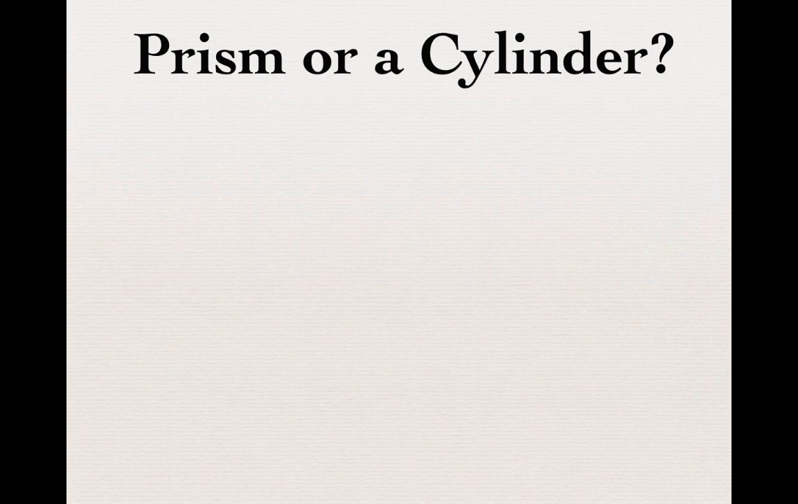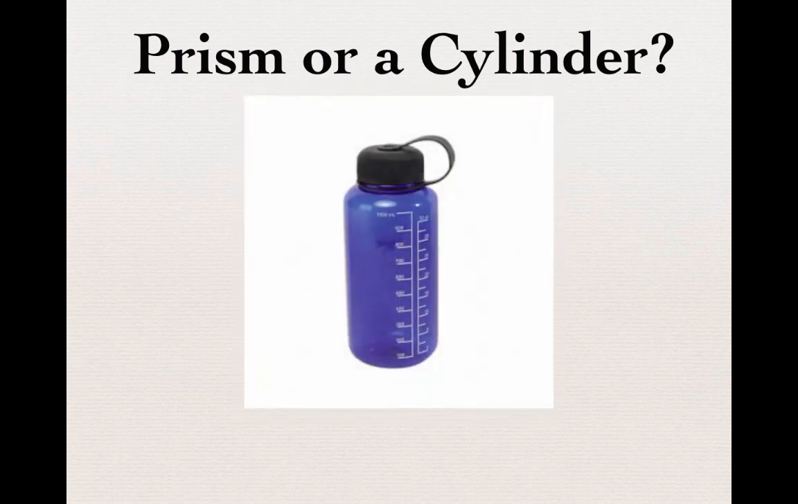Okay, how about this? Prism or a cylinder? Yeah, it's a cylinder. It's rounded. It looks similar to a can. It is definitely a cylinder.